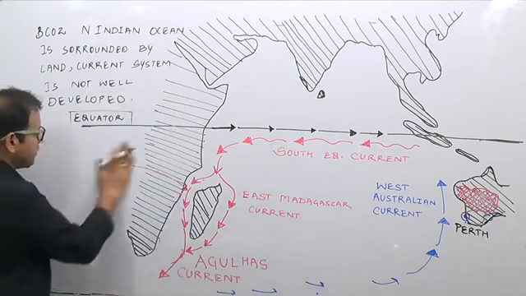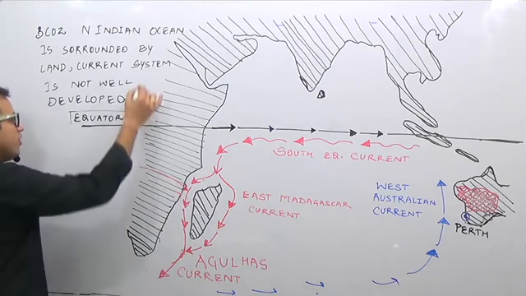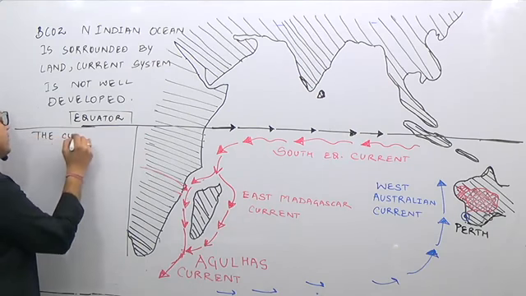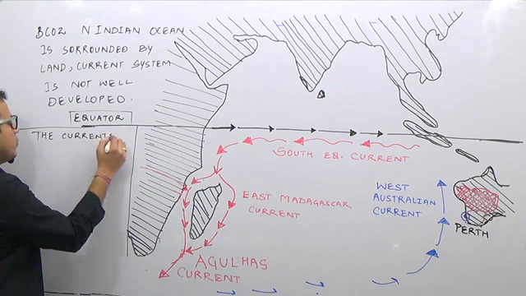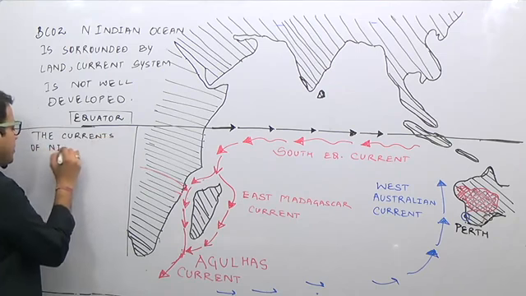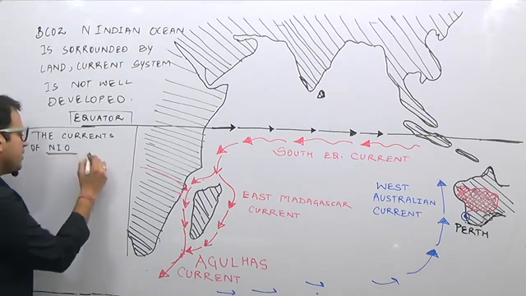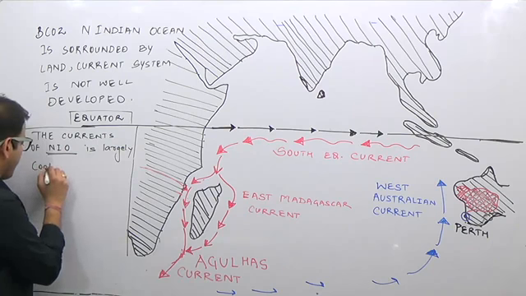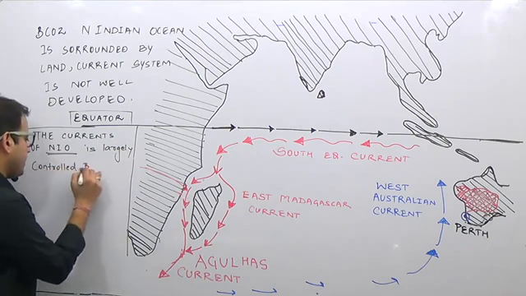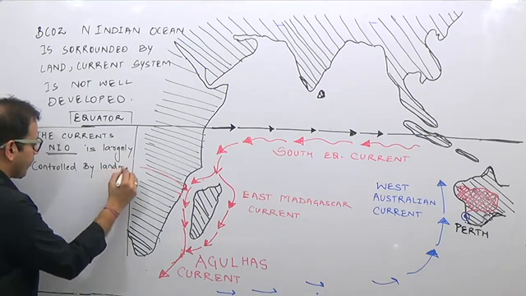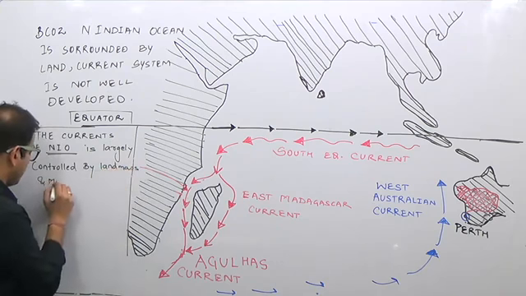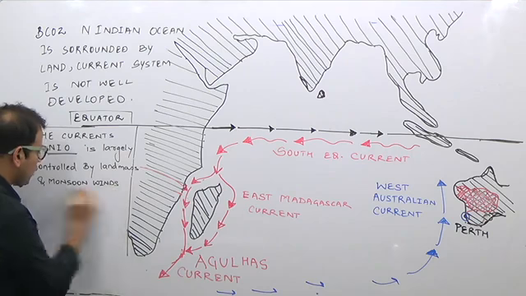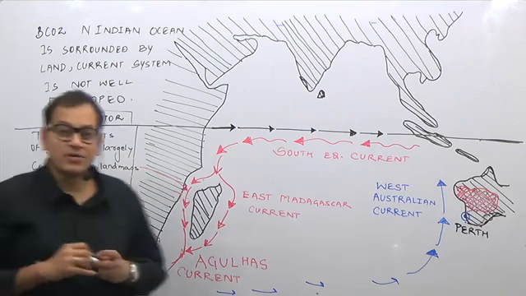So I can write here, the currents of the North Indian Ocean. I am writing here NIO, that means North Indian Ocean is largely controlled by landmass and monsoon winds. So how is the effect seen? Let us see how the effect is seen.